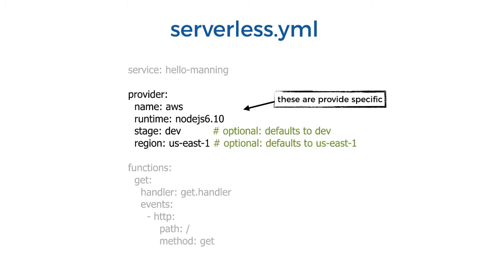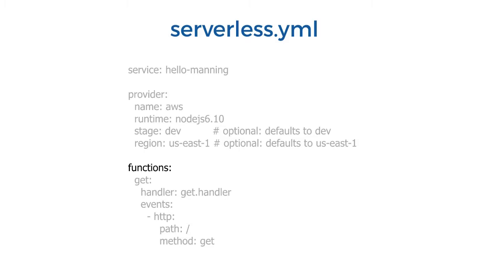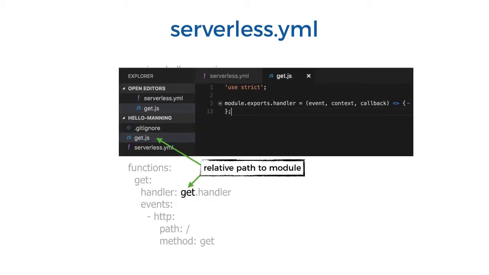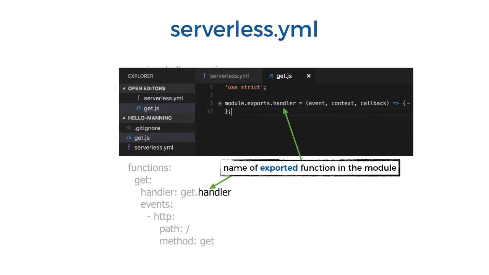You then have a provider section, which has properties that are specific to the provider. And then you have the functions section, where you configure the individual functions, their name, their path to the handler function, and event sources, and so on. The handler property is a relative path to the module file, relative to the location of the serverless.yaml file, followed by the name of an exported function in the module, which takes in 3 parameters: the invocation event, the invocation context, which contains metadata about the invocation, such as the number of milliseconds left, and a callback function. We'll look at this in more detail later on in the course.